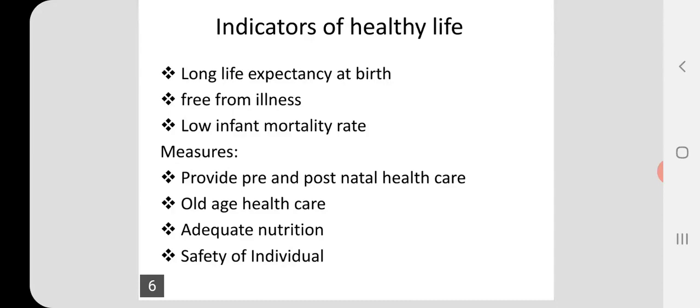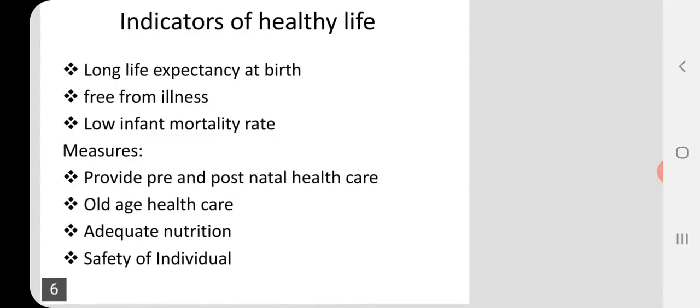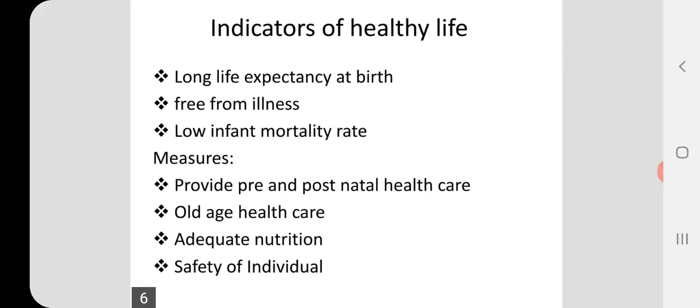How to measure these problems? To measure these problems, we should provide pre and postnatal healthcare, old age healthcare, adequate nutrition, safety of individual. These measures can be taken to overcome these problems.